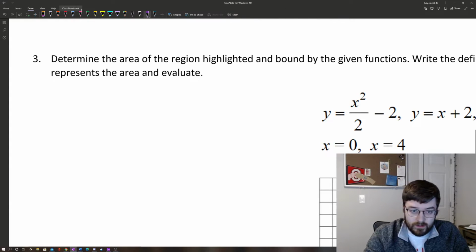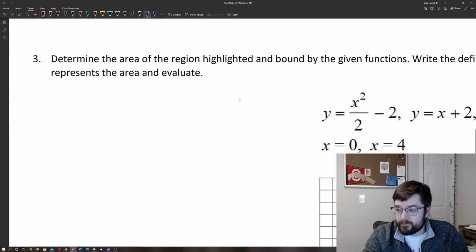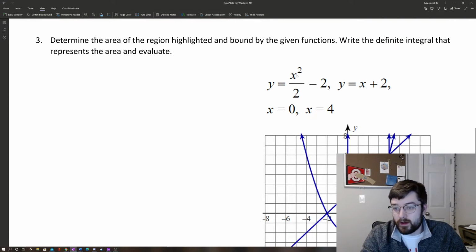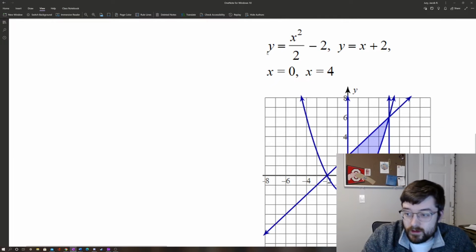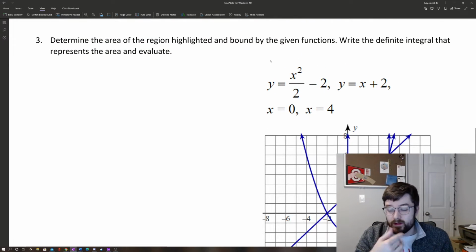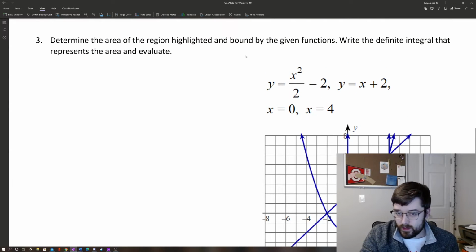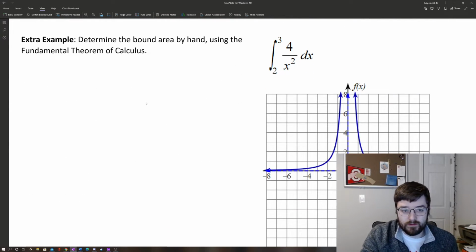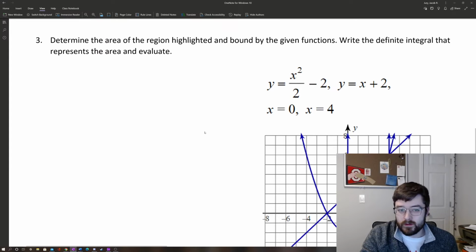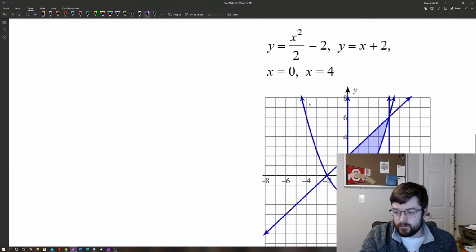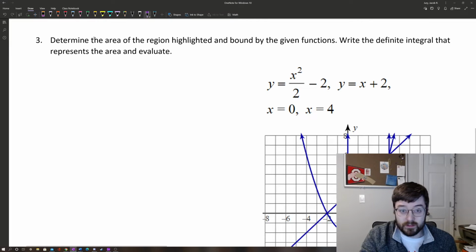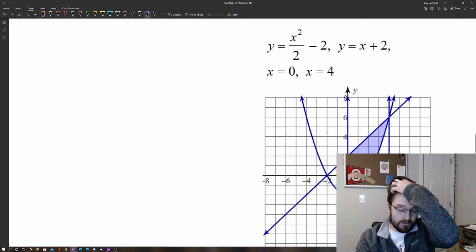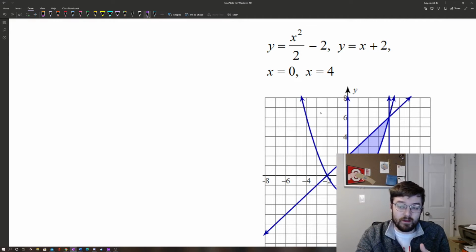Okay, so we've got just 1 more minute, and I'm going to look at this area under the curve, or sorry, bound by 2 functions. So this is where we get to use Desmos again. We're gonna write this definite integral, and then I don't believe we're gonna get to this extra example. We might get to it in class, but we're definitely gonna hit this one right now. This is one of the really cool things about calculus, I think, because we can start figuring out some strange areas and representing areas that we normally couldn't.